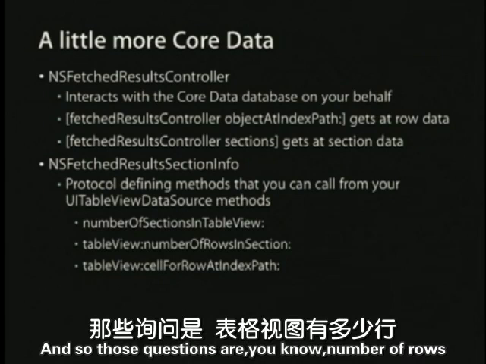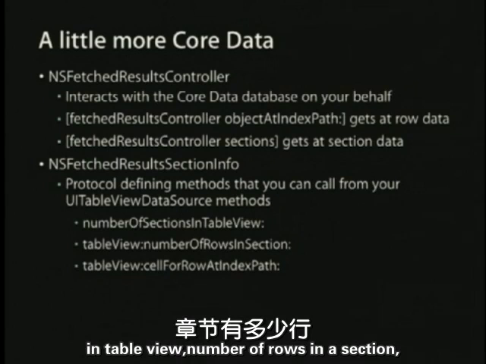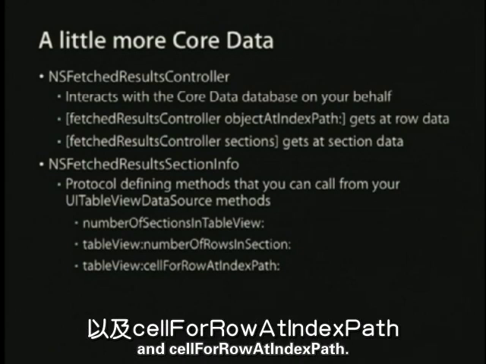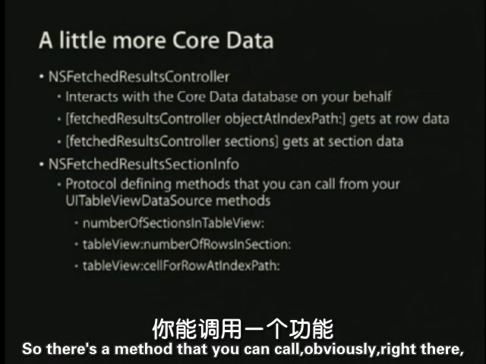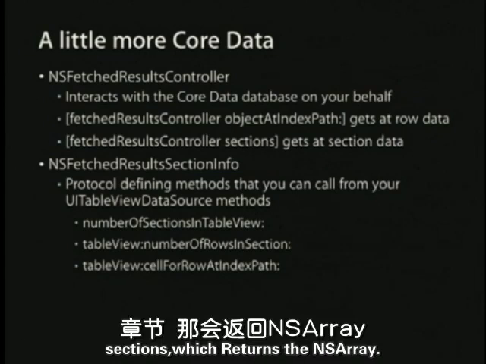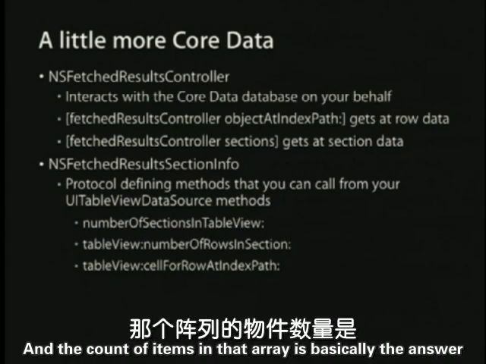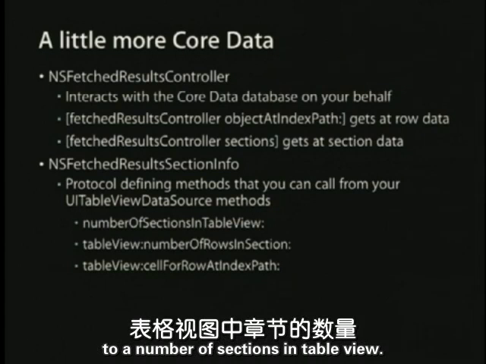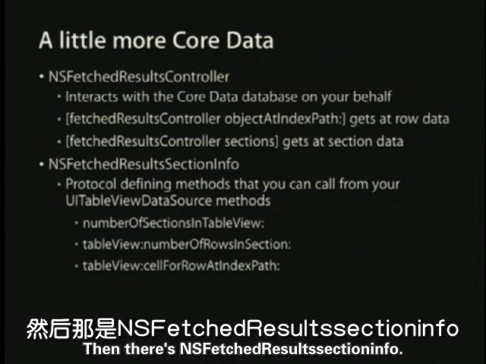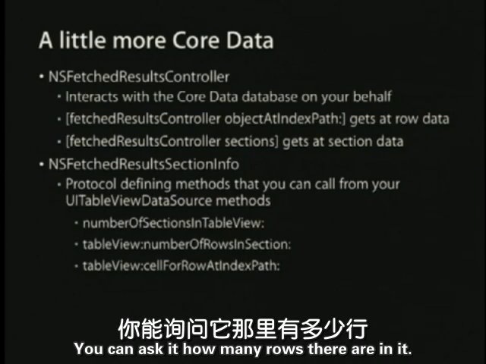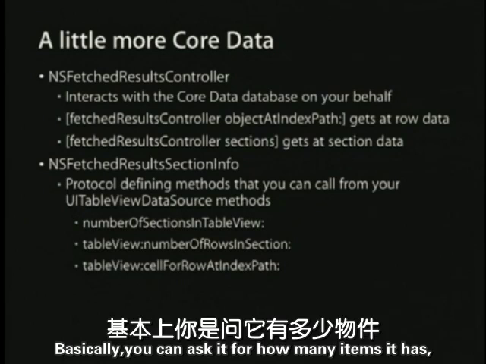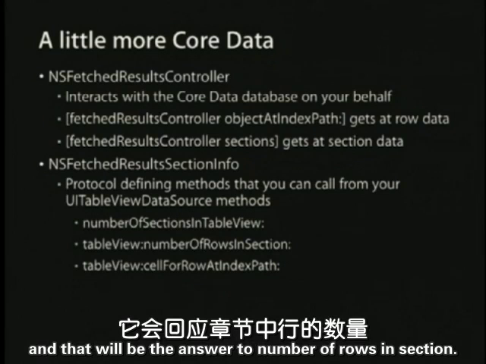And so those questions are: number of rows in table view, number of rows in section, and cell for row at index path. There's a method that you can call, obviously, right there, sections, which returns the NSArray. And the count of items in that array is basically the answer to number of sections in table view. Then there's NSFetchedResultsSectionInfo. You can ask it how many rows there are in it. Basically, you can ask it how many items it has. And that'll be the answer to number of rows in section.